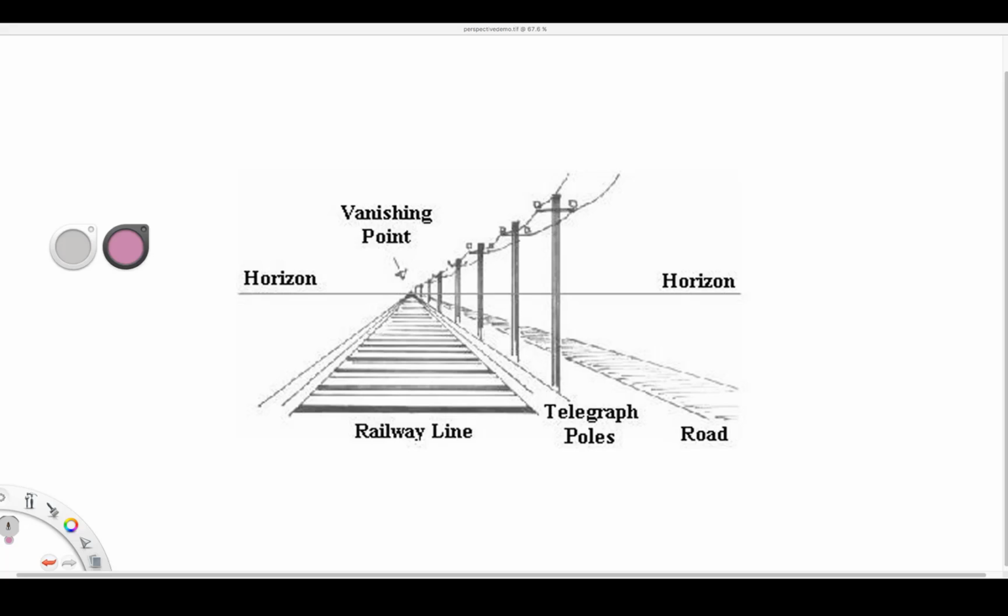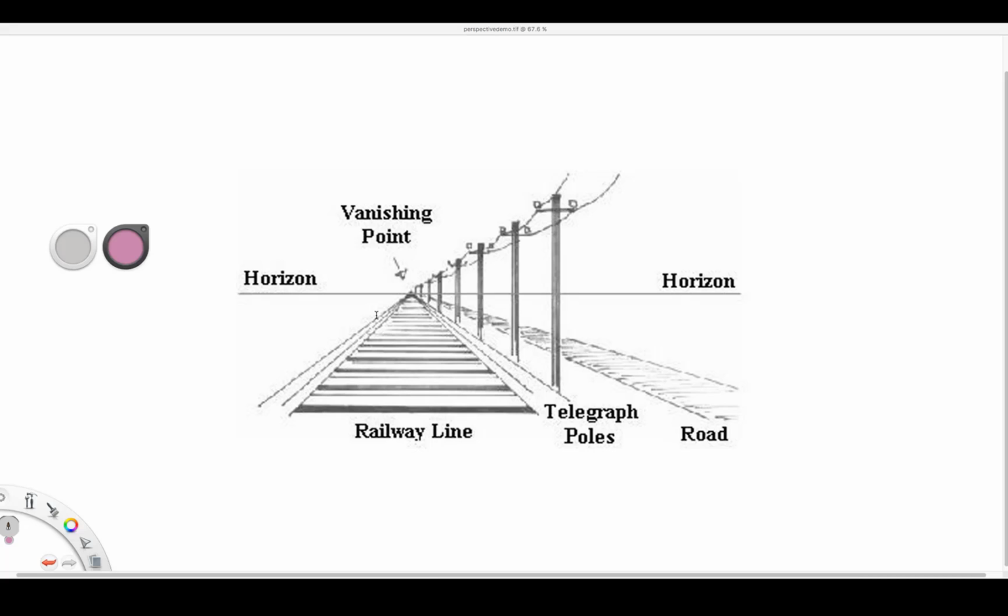I have an example of one-point perspective in my file shown here. It's an image of a railroad track with telephone poles going into the distance. You'll notice that the sides of the railroad tracks appear to converge to one point in the distance. This is how we create the illusion of space.